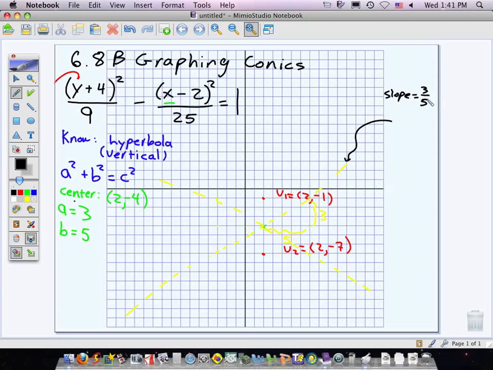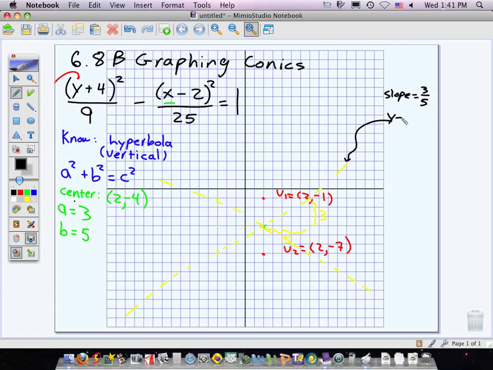Now on your activity, you always had y equals plus or minus 3/5, right? But that was when I went through 0, 0. It doesn't go through 0, 0 anymore. It goes through, I like to use the center point a lot of times, the 2, -4 in this case. So let's see if I can find slope.